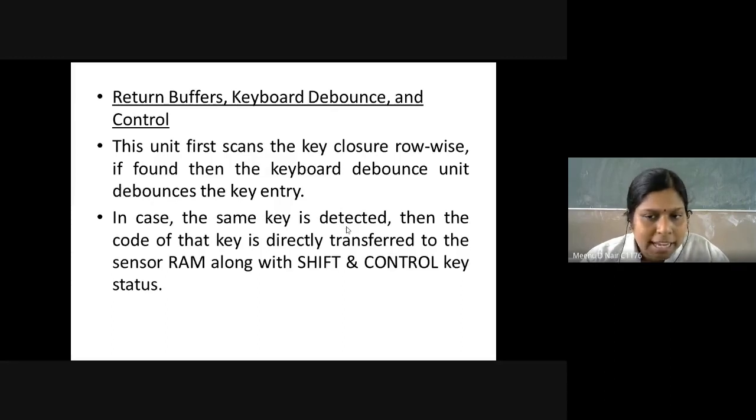So suppose the same key is detected, then the code of that key is directly transferred to the sensor RAM along with the shift and control key status. So everywhere we are using shift and control, right? Shift 1, 2, 3, like that. Suppose if you want to check the special characters, what you have to do? You are using shift as well as control keys. Okay, so it is sending with the shift and control key status.